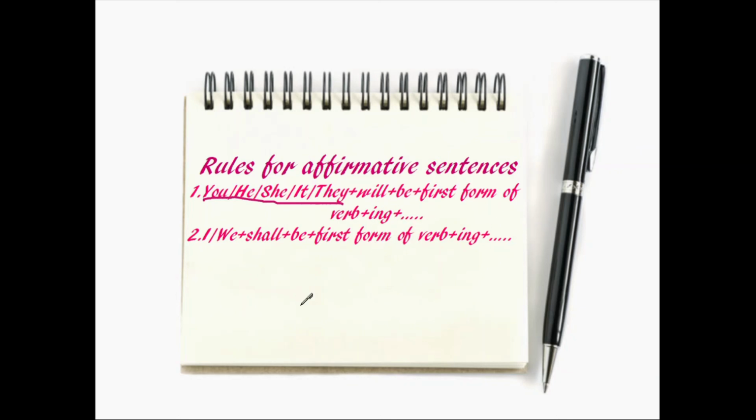Second one, I or we plus shall plus be plus the first form of verb plus ing plus the rest of the sentence. For example, I shall be teaching my students. So I, then shall be, teach is the first form of verb and we are adding ing to it, teaching my students.